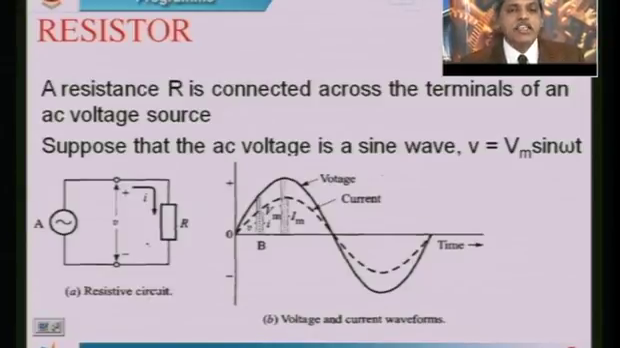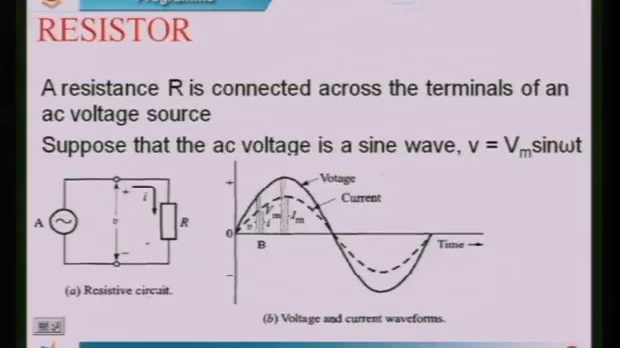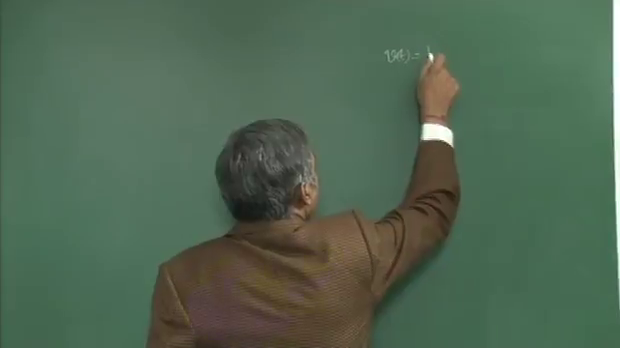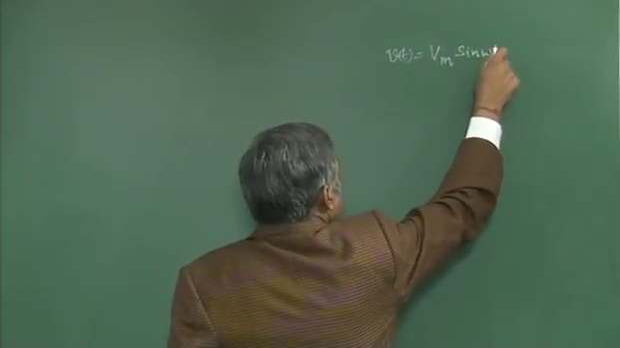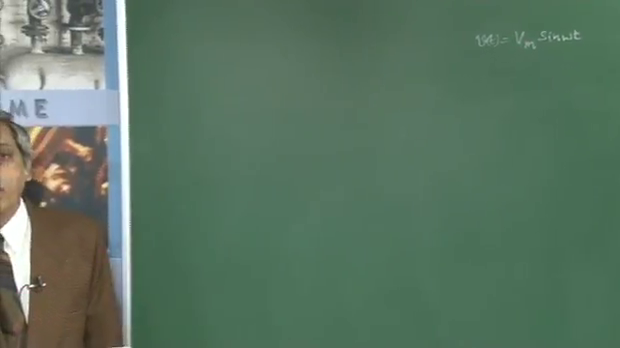Suppose that the AC voltage is a sine wave with an instantaneous value of the voltage V of t equals V maximum sin omega t. It is a sinusoidally alternating quantity with a magnitude of Vm.